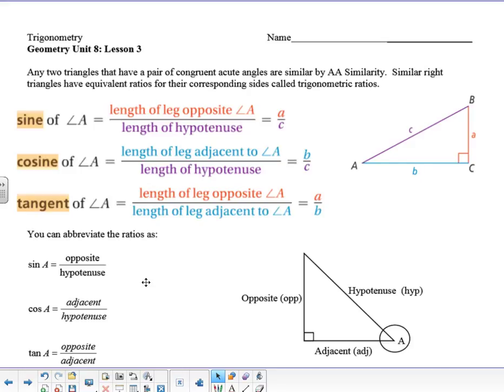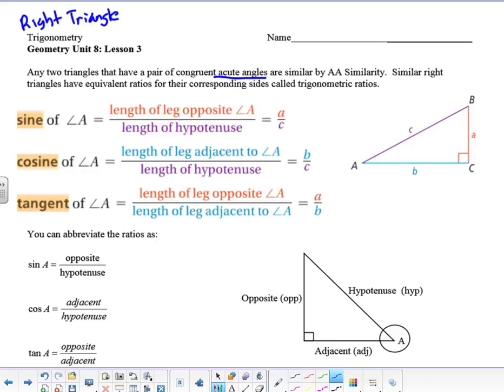We're going to talk about trigonometry, and more specifically, right triangle trigonometry. Any two triangles that have a pair of congruent acute angles are similar by the angle-angle similarity. So similar right triangles have equivalent ratios for their corresponding sides, called trigonometric ratios. A part of this that we're going to be looking at is the acute angles, meaning we're not going to be looking at the 90-degree angle.